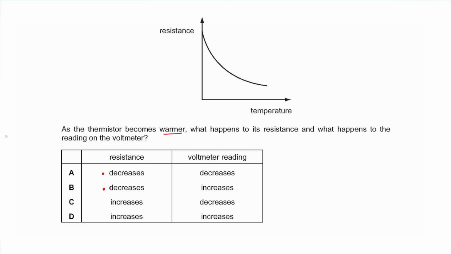And the voltmeter was on the thermistor in a potential divider circuit. If a resistor decreases in value, its voltage also decreases. So here the answer is A.